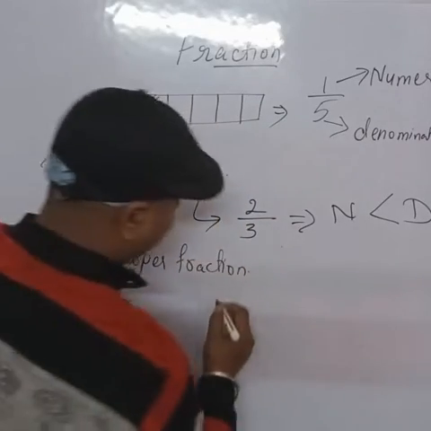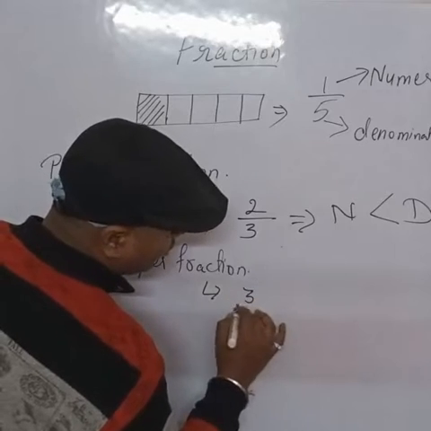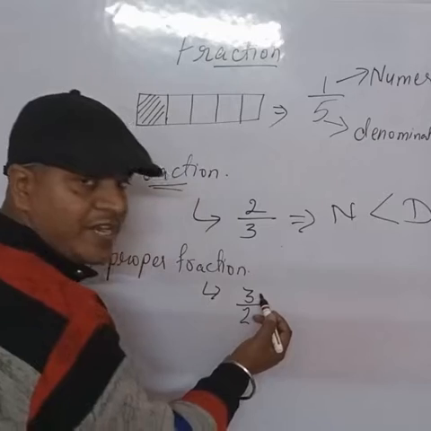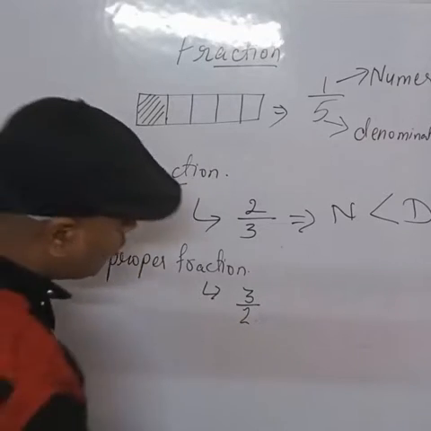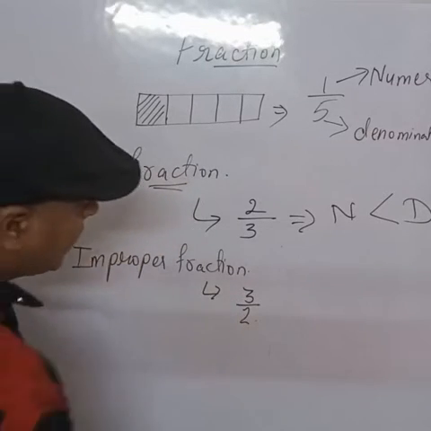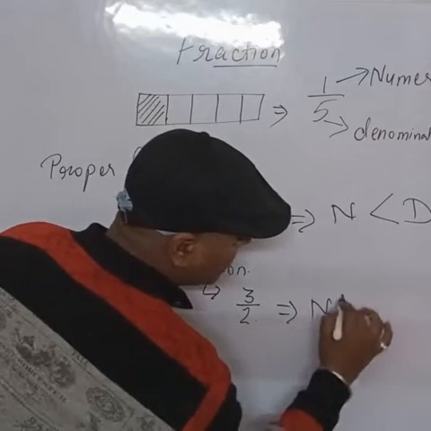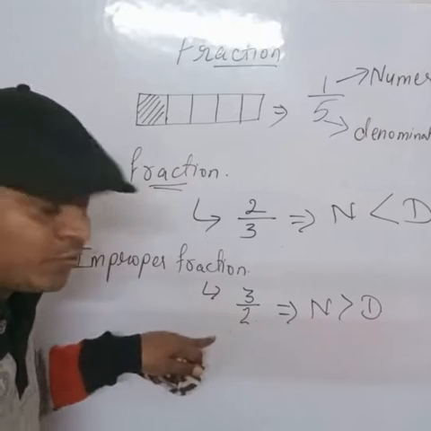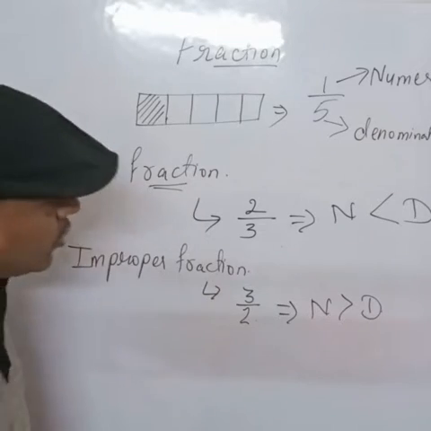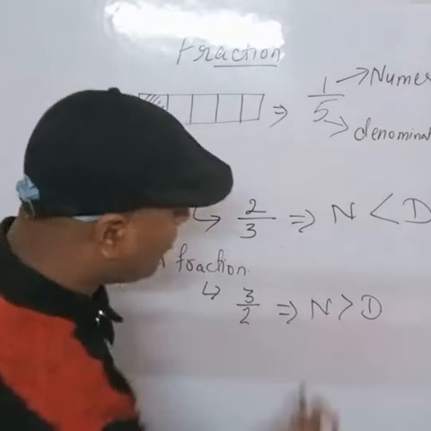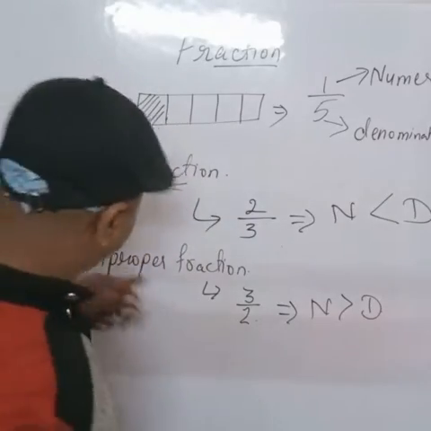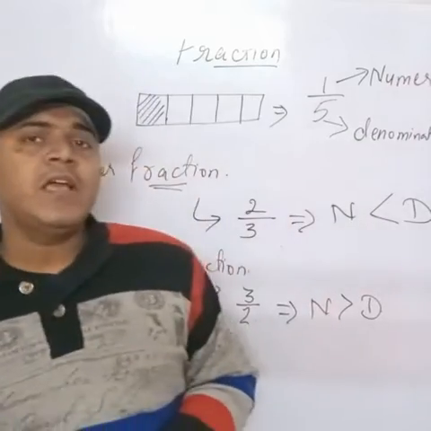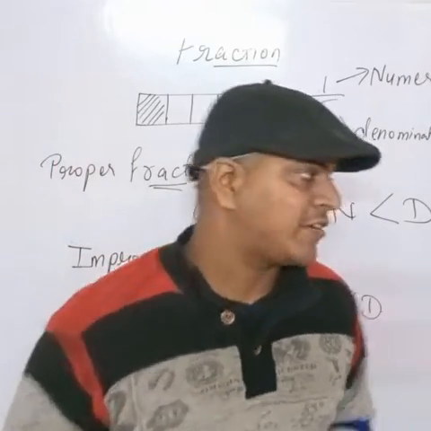So we can take an example. 3 upon 2. This is a fraction. We have a numerator and we have a denominator. In this fraction we can see that the numerator is greater than denominator. We can see this 3 is greater than 2. So in this case we can say that the numerator is greater than denominator. So this is called improper fraction. Got it?